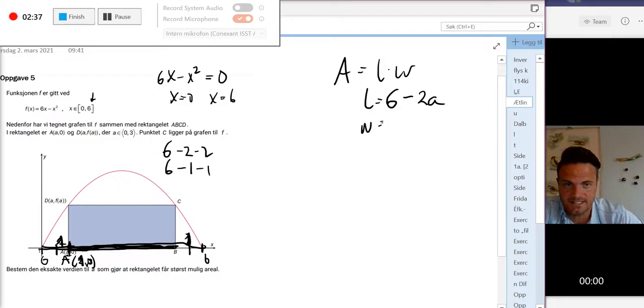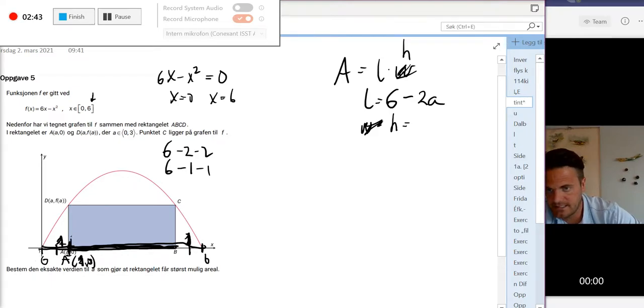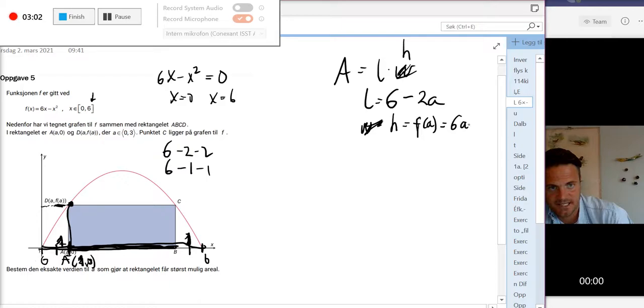And the height here, let's call it h. The height of this rectangle is the y coordinate of this point D here. If the point D is like 3, then the height is 3. And how do we find the y coordinate of the point? We put the x coordinate into the function. So the height is f of a, right? And if I put a into the function, I get 6a minus a squared.